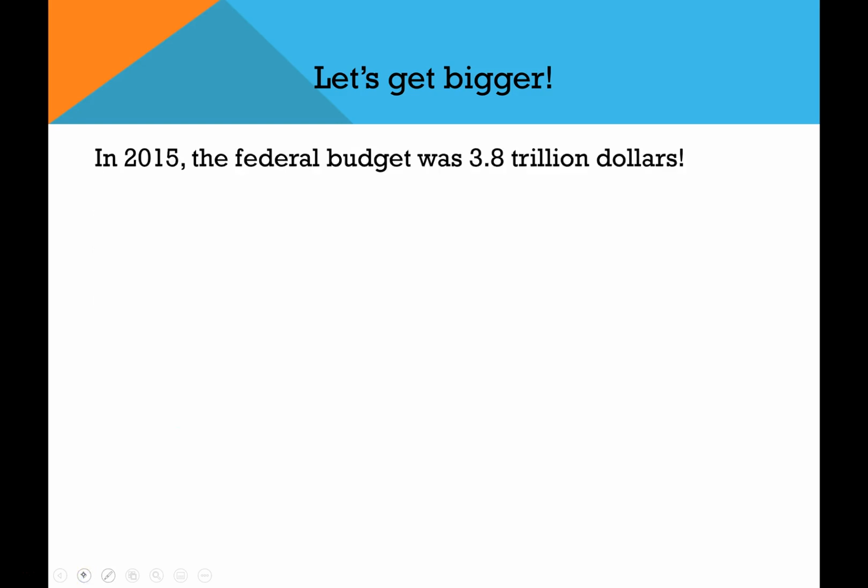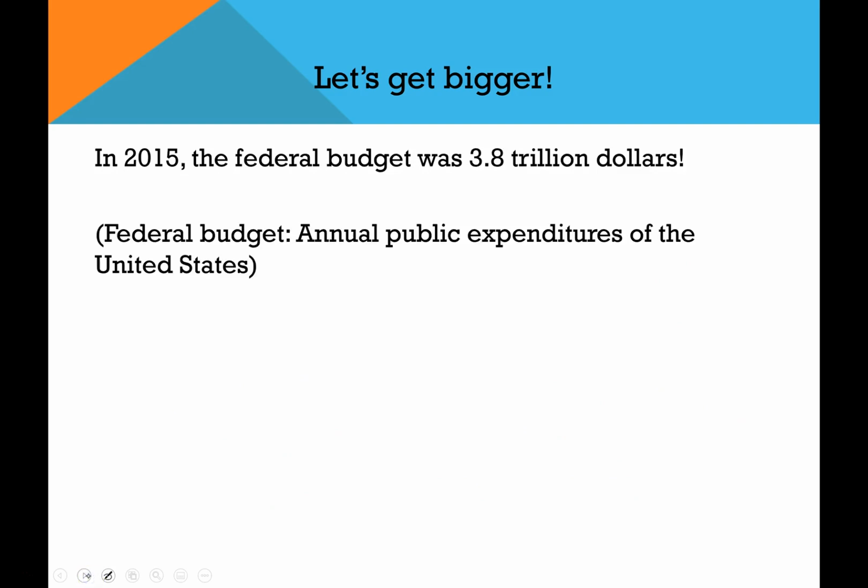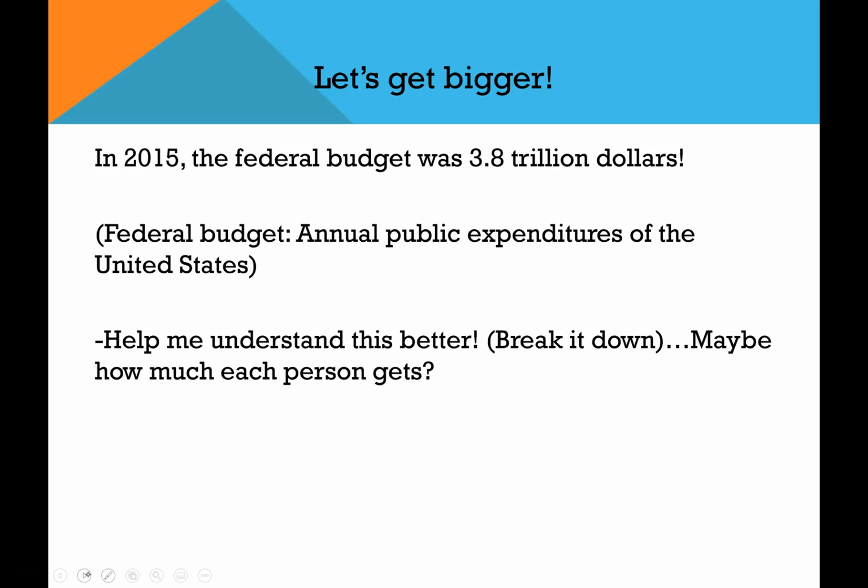All right, here's another one. In 2015, the federal budget was $3.8 trillion. The federal budget is the annual public expenditures of the United States. Help me understand this better. Well, maybe think about if we're spending $3.8 trillion, how much would each person get? Well, that would be 3.8 trillion would look like, let's see.